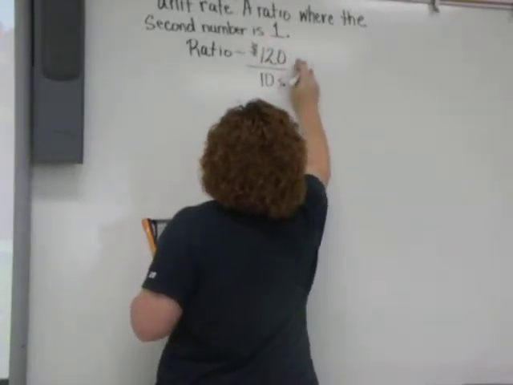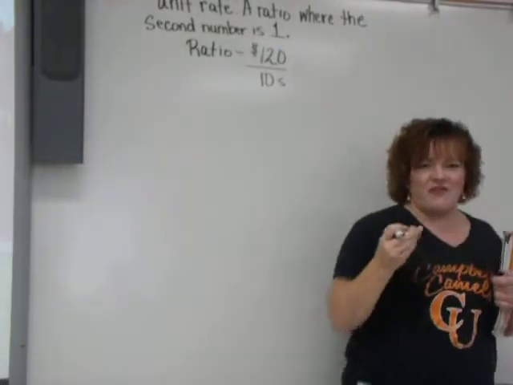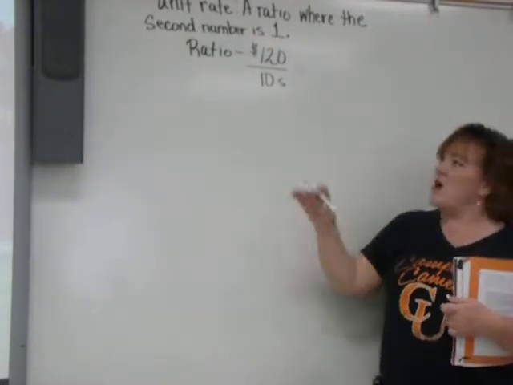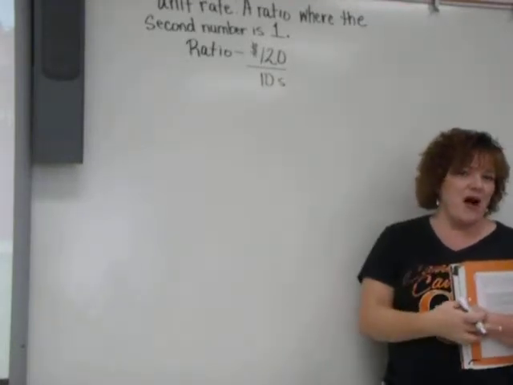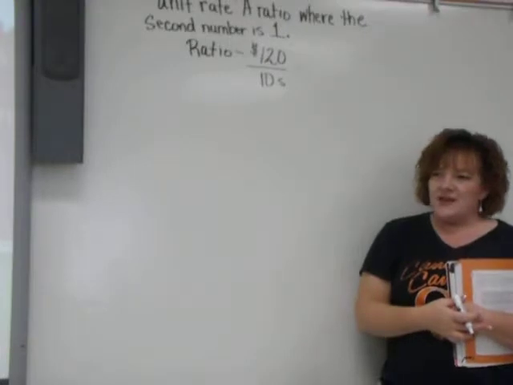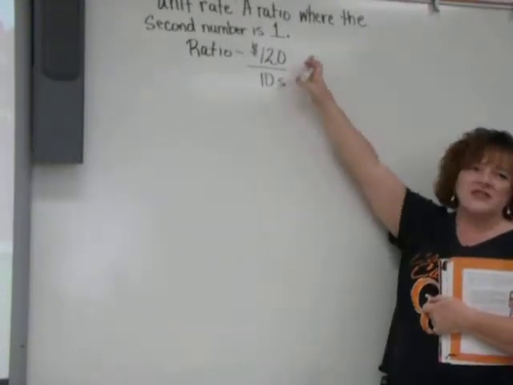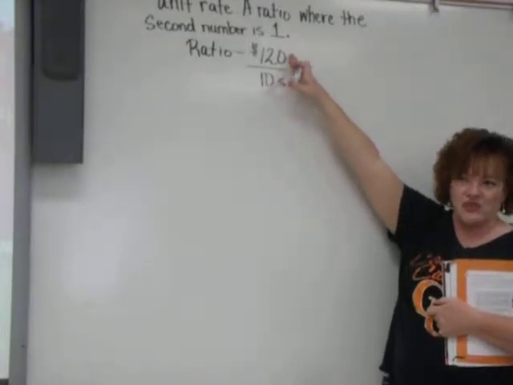Now, to begin with, you're going to want to write dollars and students, some form of notation so that you know money is on top and students are on bottom, because that's the order that you'll keep it in. When you're trying to write something equivalent, you will not switch and put students on top if you've already written money on top.